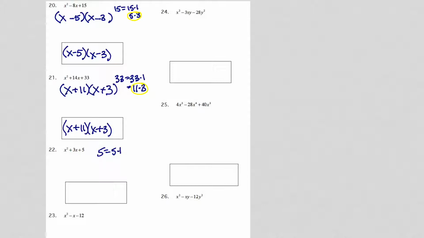If I subtract, I get a 4. There's no way I can get a 3 out of this. I just can't get that 3 out of the 5 and the 1, so there's no way I can factor this. So we're going to write prime.